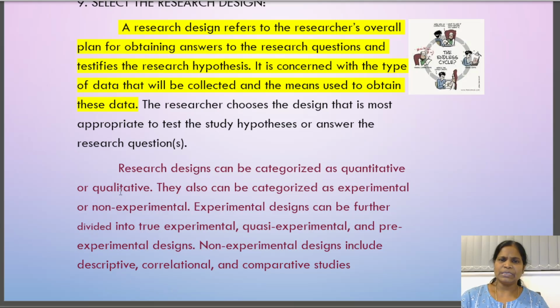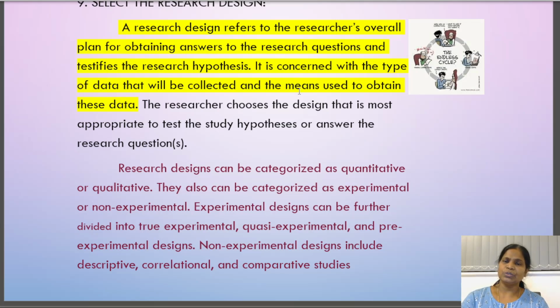Next step is select the research design. What is a research design? It refers to the researcher's overall plan for obtaining answers to the research questions and testing the research hypothesis. Research design uses methodology: what type of data we are going to collect, how the data is going to be collected, what type of tools we are going to use, what type of designs we are going to use, and how the data will be interpreted.